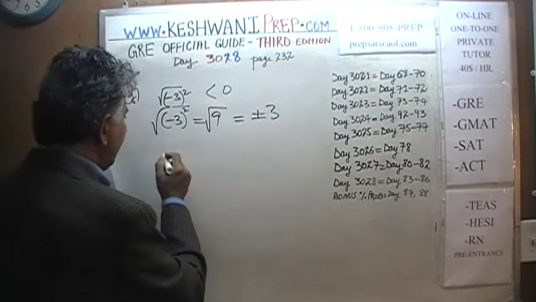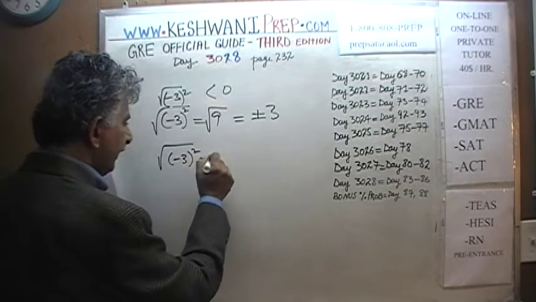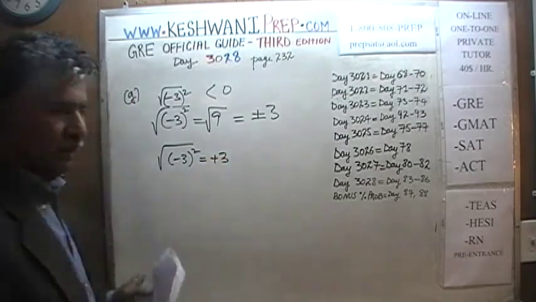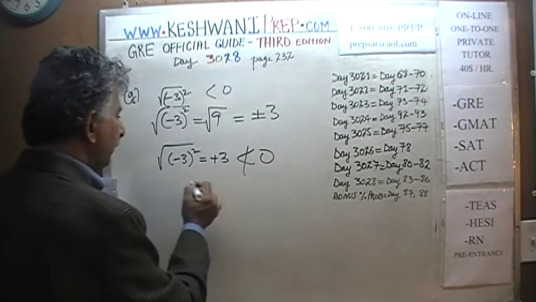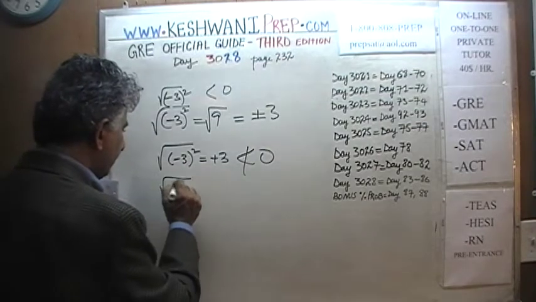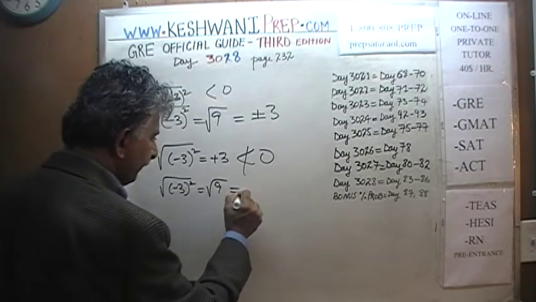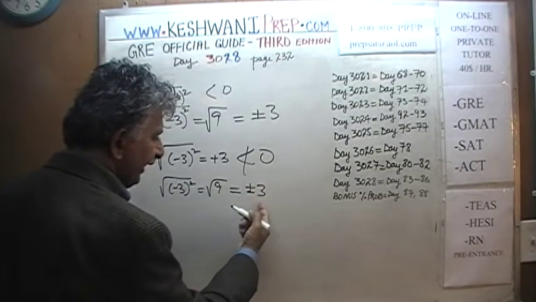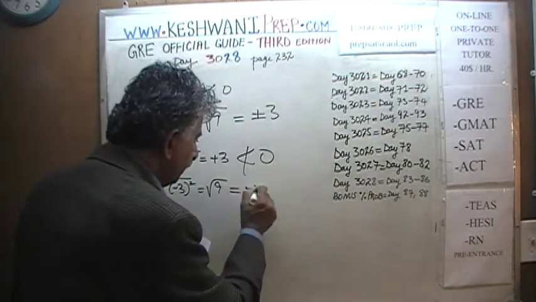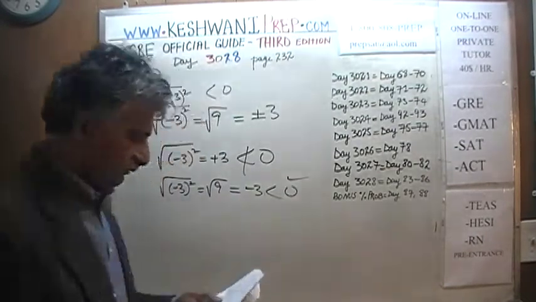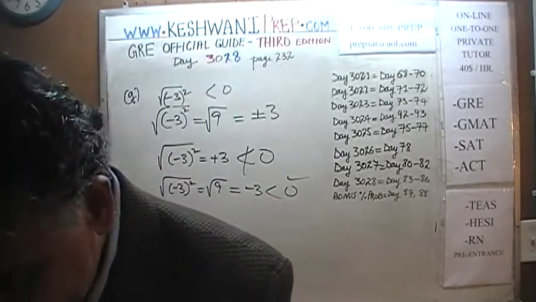If it turns out that we're dealing with the positive root, then it is not less than 0. But if it turns out that we're dealing with a negative root, negative 3, then it is true. It is less than 0. So I don't know why they give you questions like this where there is room for ambiguity.